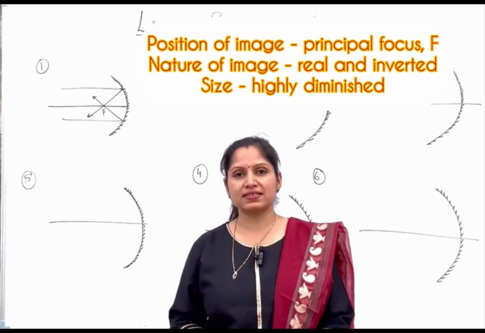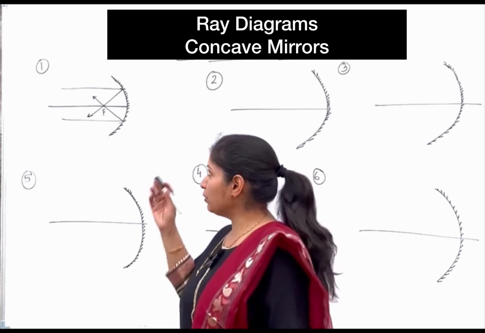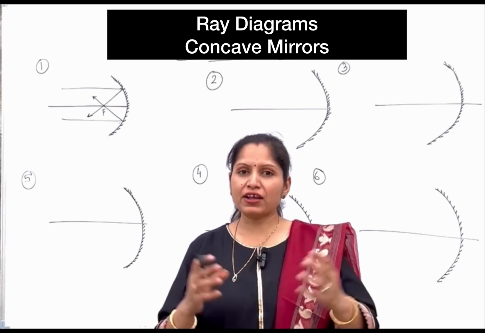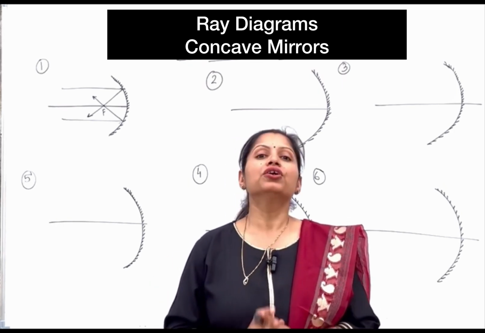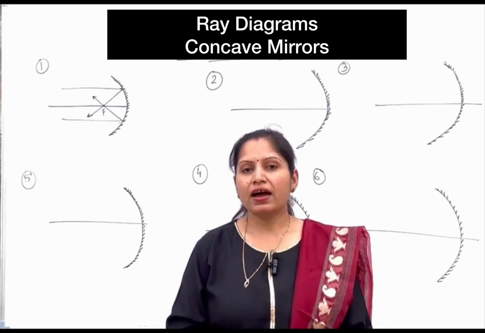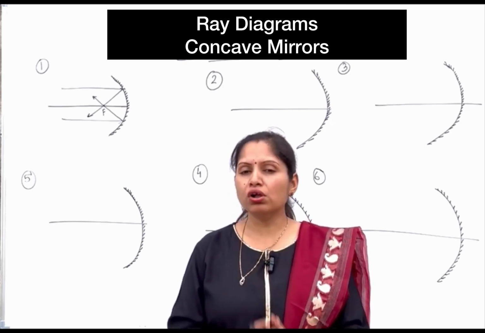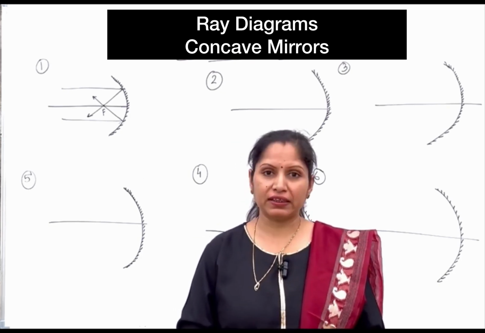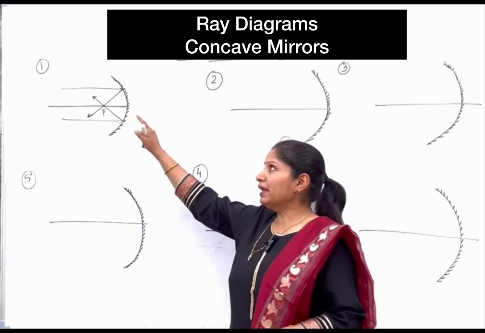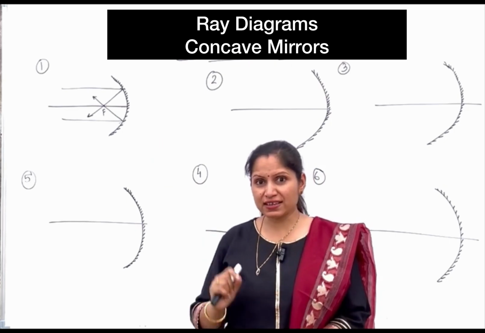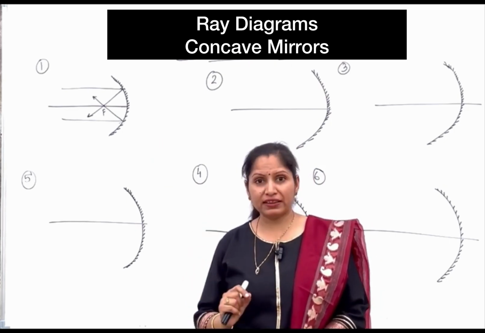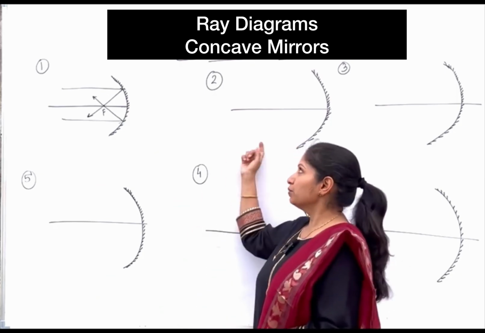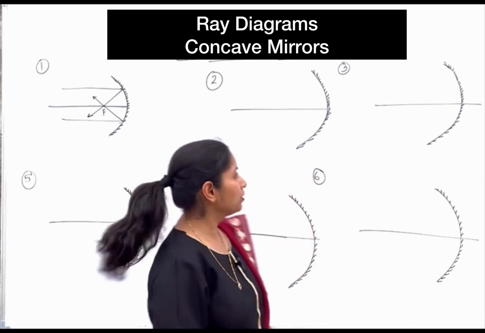Why am I saying that the image formed is real and inverted? Because whenever light rays actually intersect each other, that is called a real image. And a real image is always formed inverted. Real image is always upside down. And whenever light rays actually intersect each other, the image formed is always a real image.